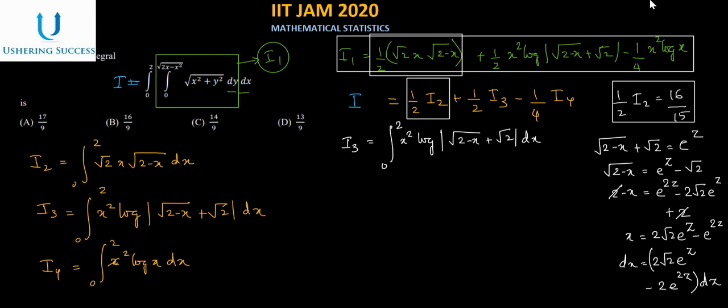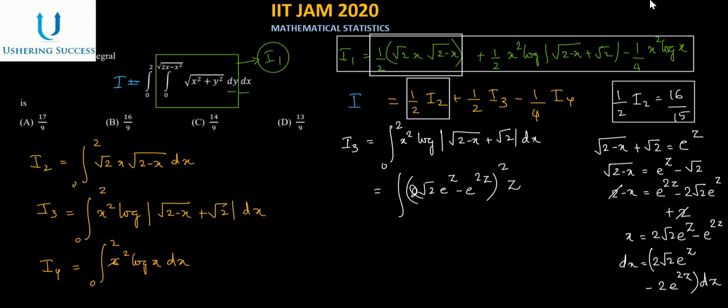So if I substitute all of these values in the integral, I get the integral. Again, I'll forget the limits for now. I'll bring it back to the term of x once I do the integration. So integral of x square would be 2 root 2 e to the power z minus e to the power 2z whole square, log of e to the power z means z.